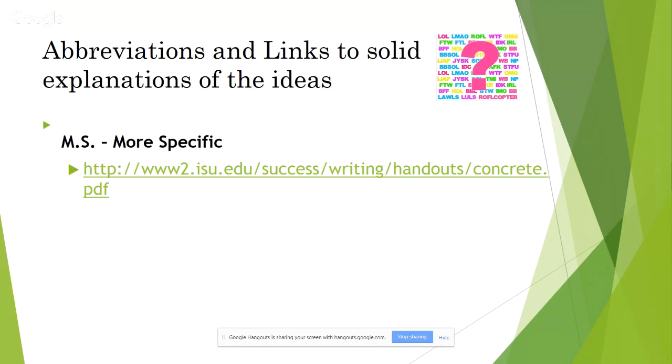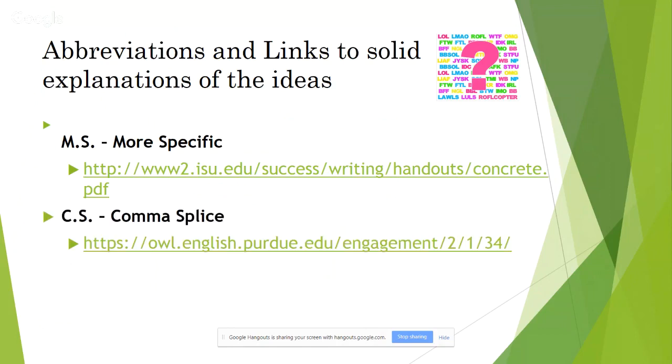If I write MS on your paper, it means more specific. Specificity in writing is very important. It's always better to be specific about a few things than general about many. I say that in all my classes, but it really rings true. Don't try to do too much. Do what you're doing really well.